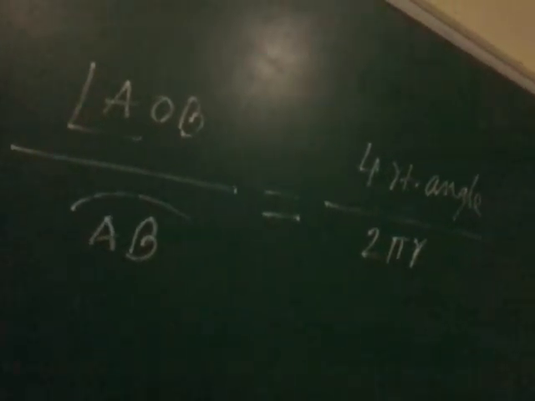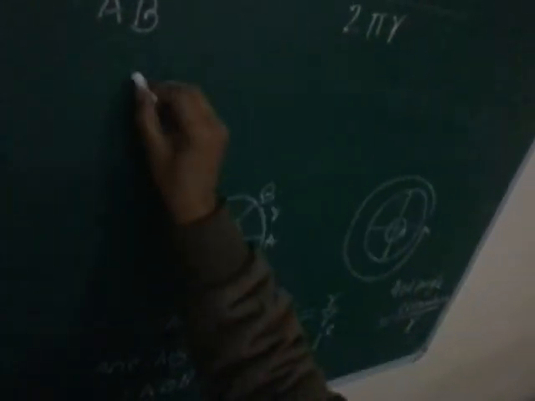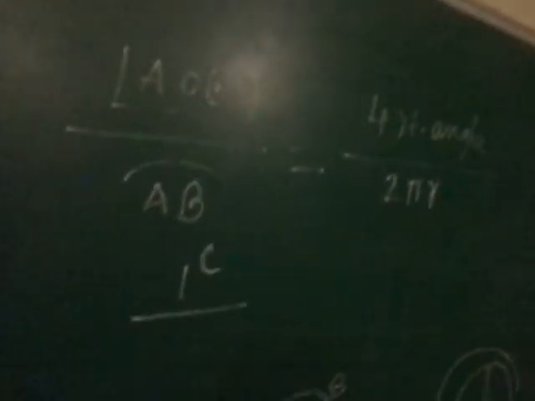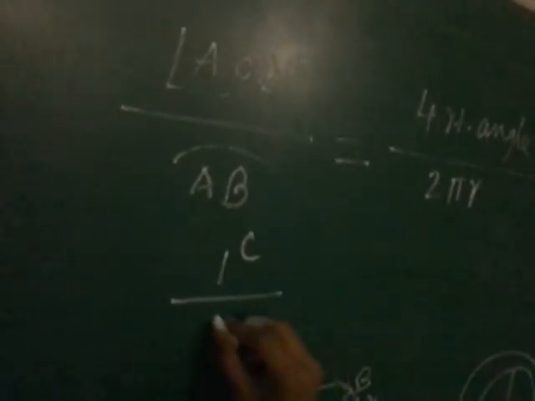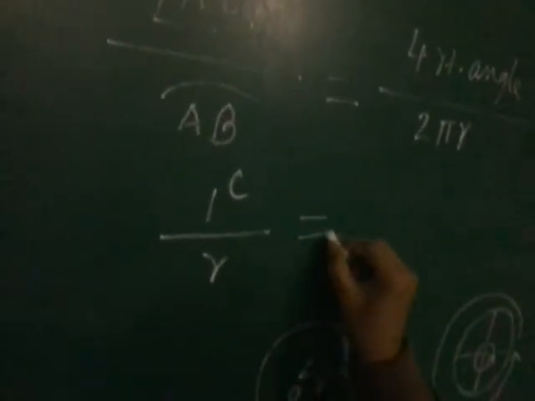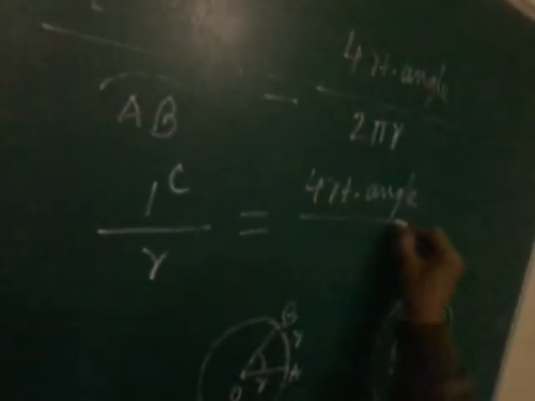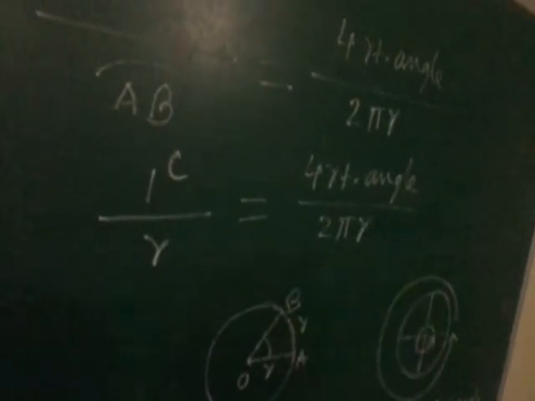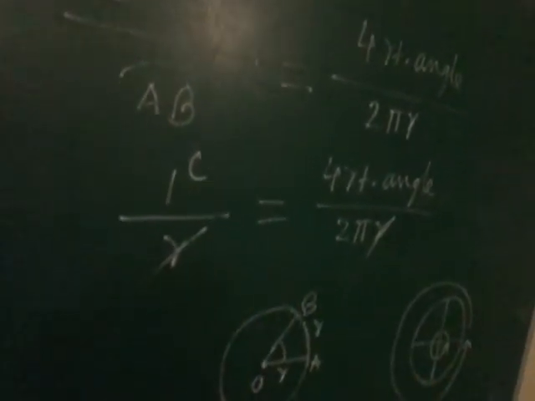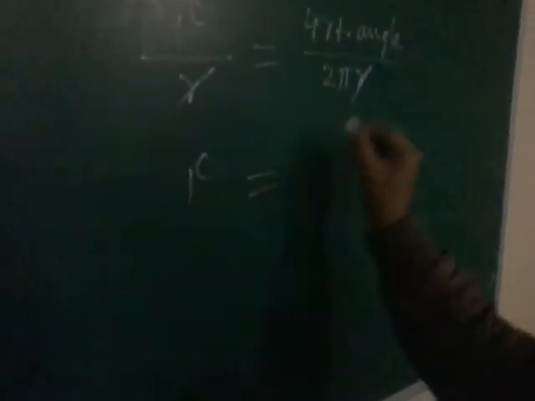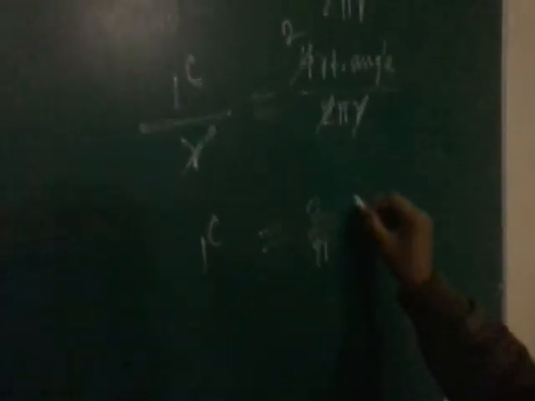From the first condition, angle AOB equals theta. Theta means 1 radian, so we write 1 radian here, and arc AB is R. So 4 right angle by 2 pi R, R cancels. Now 1 radian is equal to 2 by pi right angle.